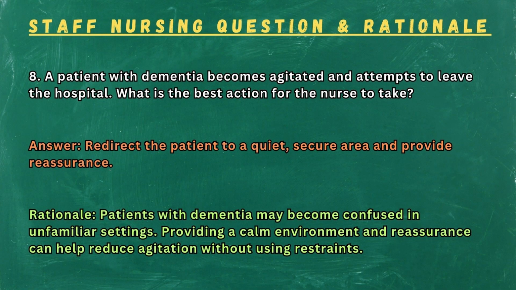8. A patient with dementia becomes agitated and attempts to leave the hospital. What is the best action for the nurse to take? Answer: redirect the patient to a quiet, secure area and provide reassurance.